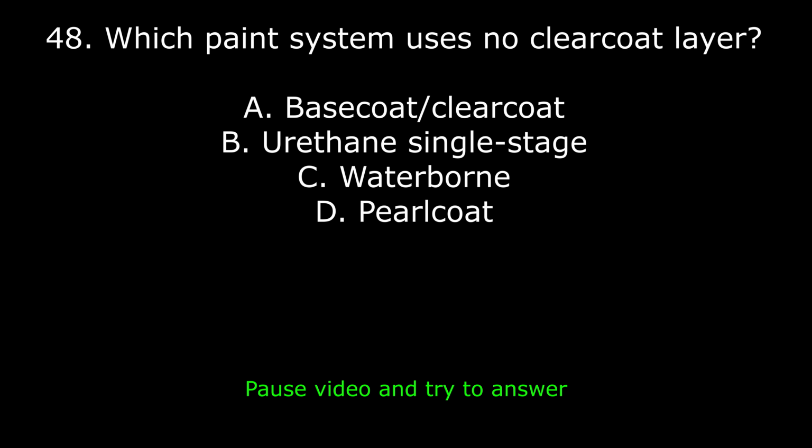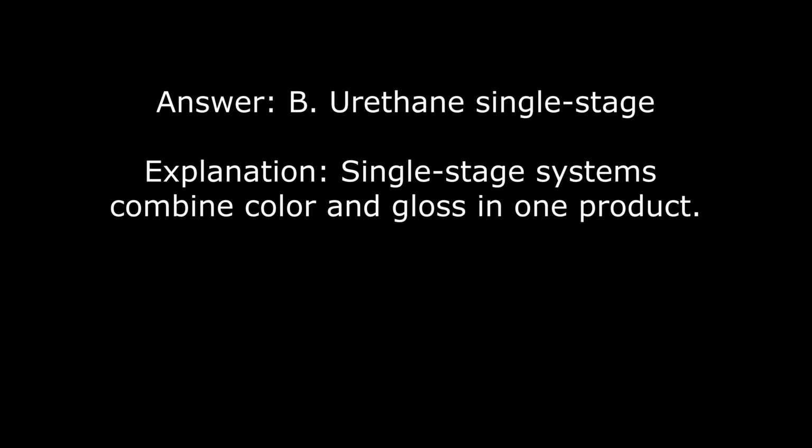48. Which paint system uses no clear coat layer? A. Base coat / clear coat. B. Urethane single stage. C. Waterborne. D. Pearl coat. The answer is B. Urethane single stage. Explanation. Single-stage systems combine color and gloss in one product.